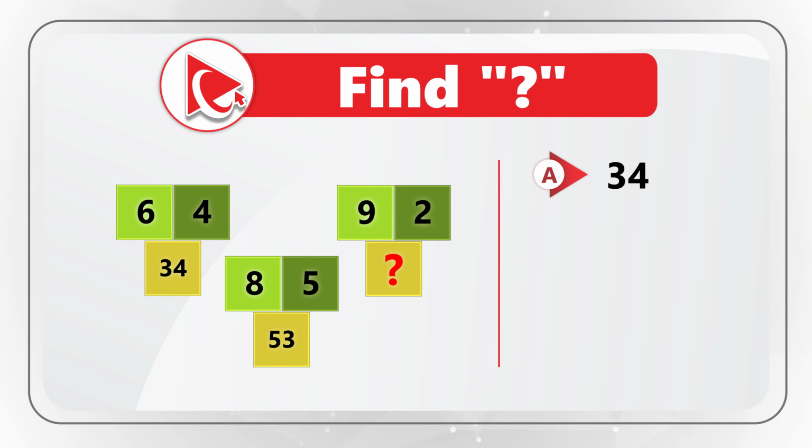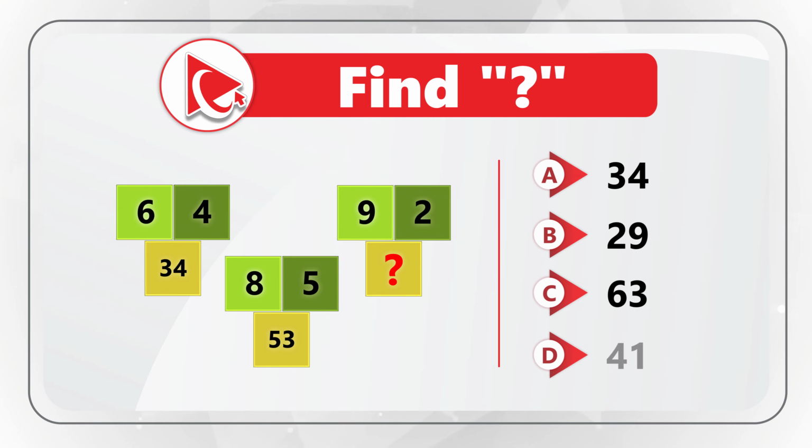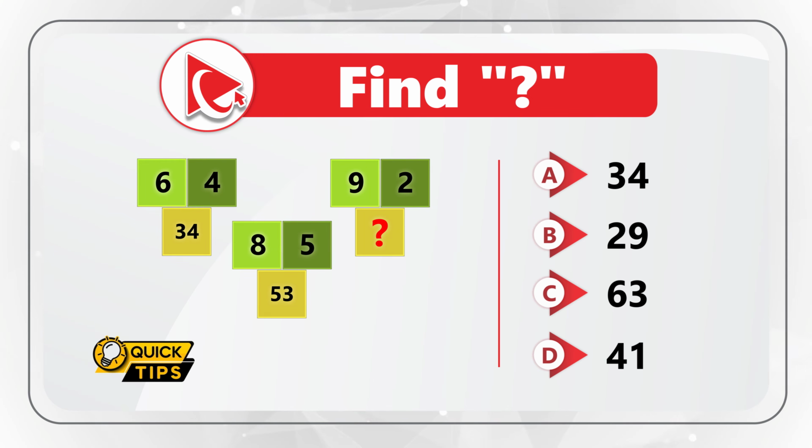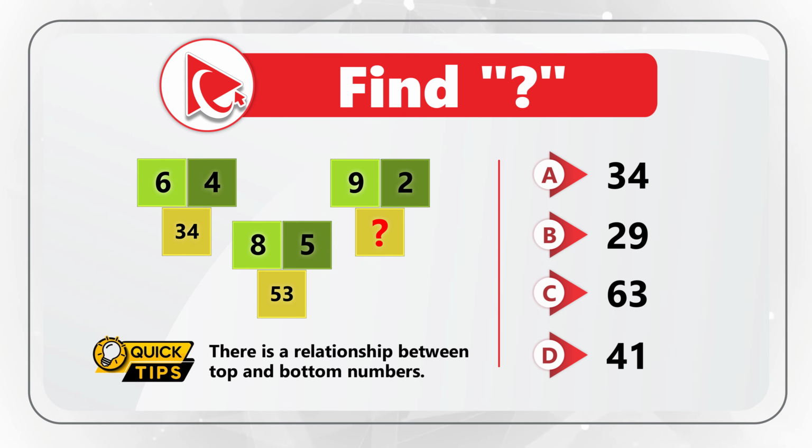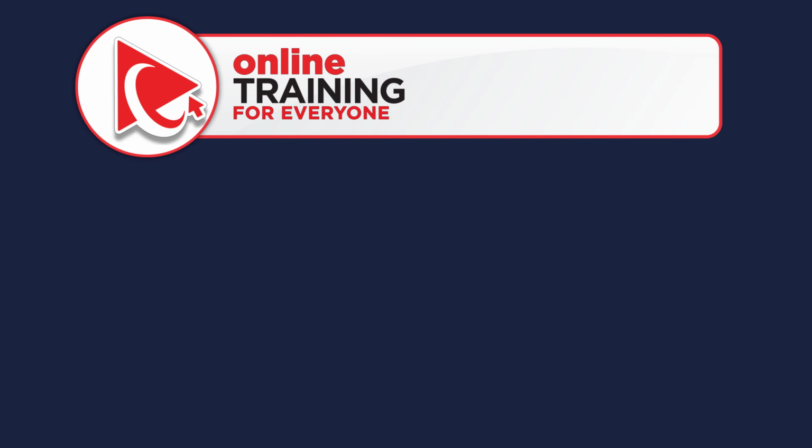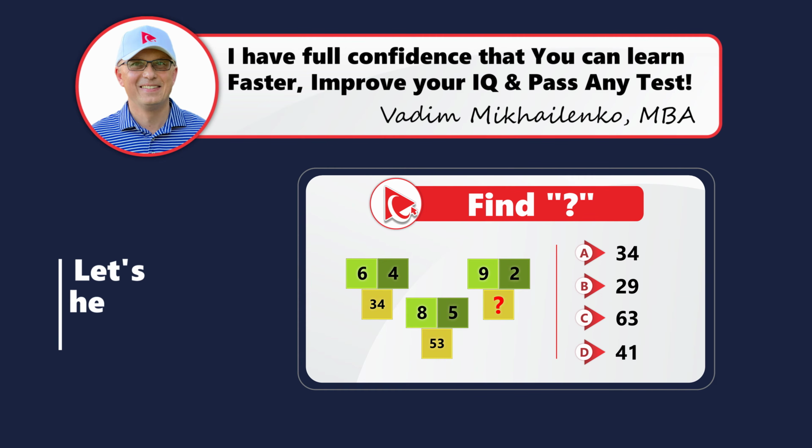Choice A, 34. Choice B, 29. Choice C, 63. Choice D, 41. Take a close look to see if you can complete the calculations. I'm going to give you a quick hint. See if there's a relationship between the top 2 numbers and the bottom number. But this is about as much as I'm gonna give you, because I'm moving forward to share with you my version of the solution. And obviously, if you have a better way to solve it, please make sure to post in comments.